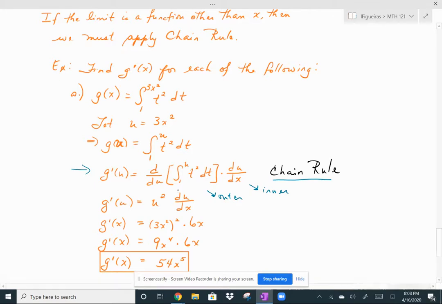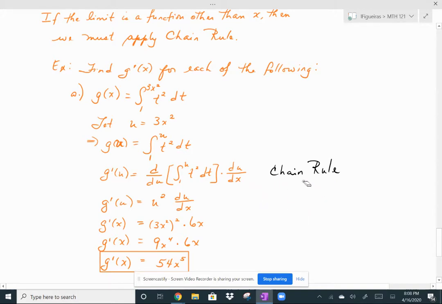Okay, so the derivative of the integral is just u squared. And du/dx, well, that's just the derivative of this, which is 6x. So that's what you see here. We have 3x squared to the second power because u gets replaced back with 3x squared, and du/dx is 6x. So we get 9x to the fourth times 6x, which gives me a final result for g prime of 54x to the fifth power.